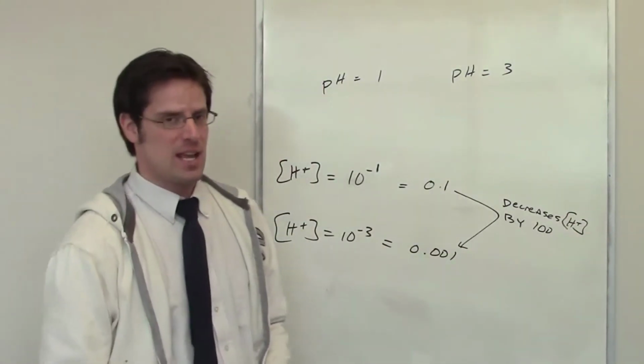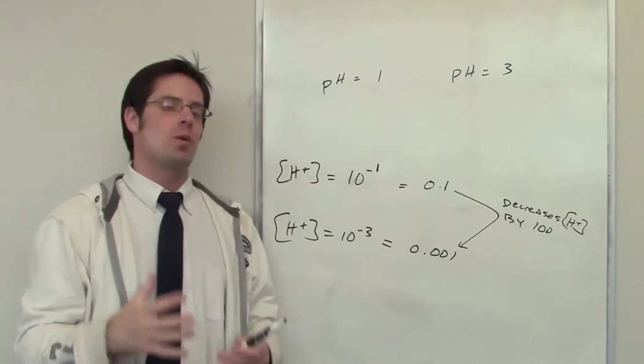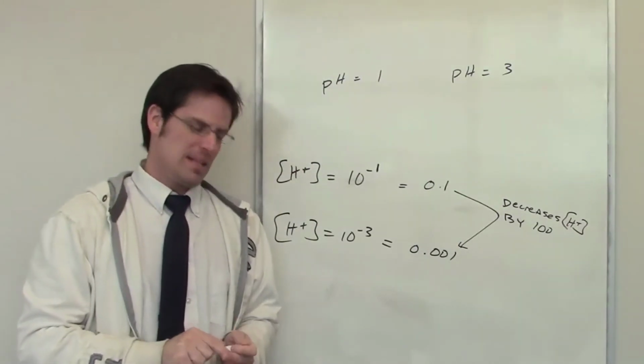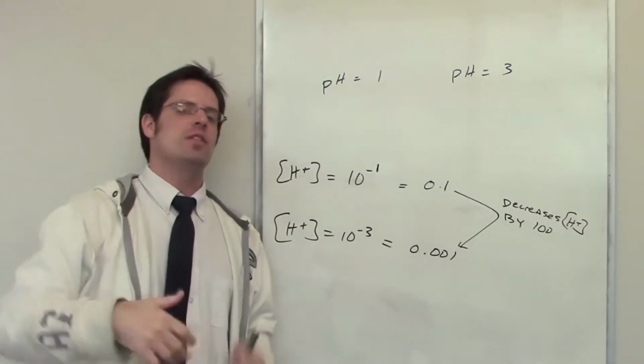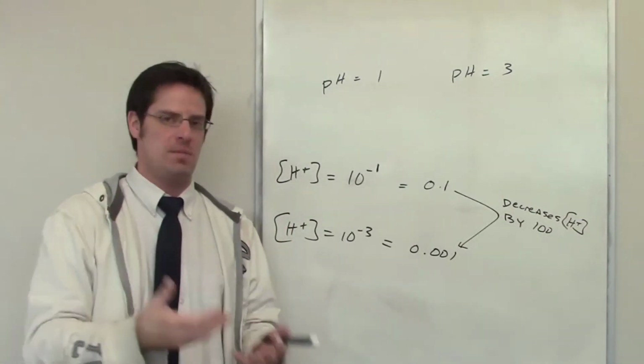Now, hopefully that makes sense. The lower your pH, the more acidic you're getting. That means you have a larger concentration of H plus. The higher your pH, the less acidic you're getting, and the less amount of H plus you have.